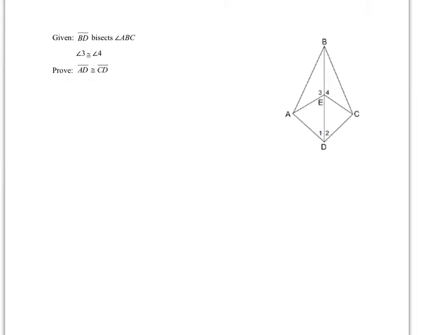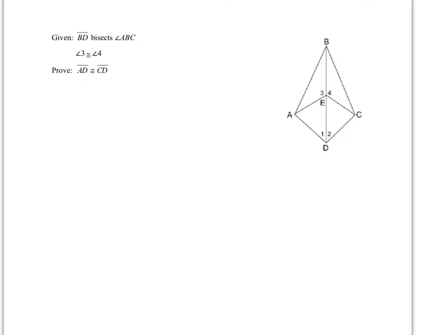So now let's take a look at what we have. We have BD bisecting ABC, so these two angles here are going to be congruent. And we also know 3 is congruent to 4. We're being asked to prove AD and CD. I'm not going to mark those congruent yet. I just want to take a look at the information I have.